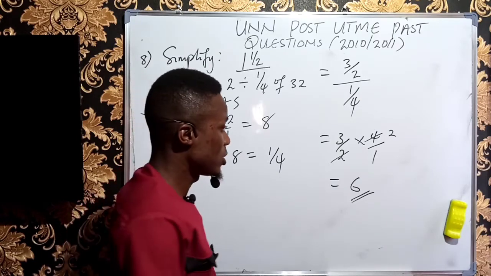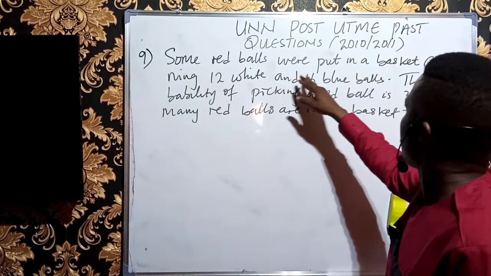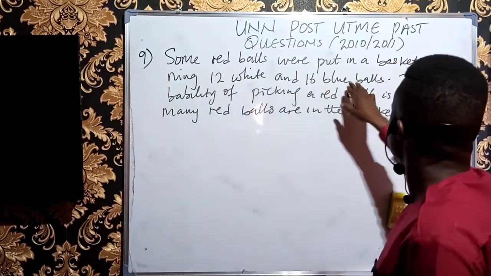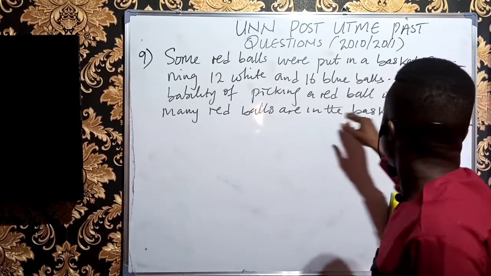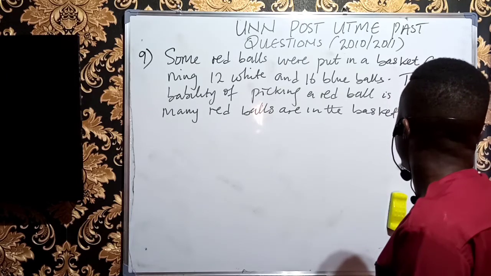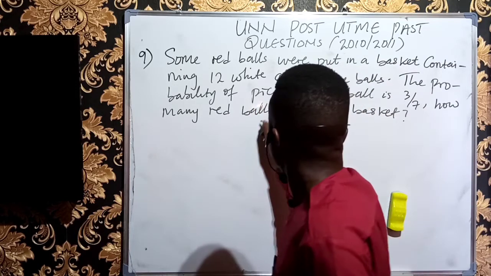Let's take the number 9 question. The 9th question says that some red balls were put in a basket containing 12 white and 16 blue balls. The probability of picking a red ball is 3 over 7. How many red balls are in the basket? Now let us get the total number of balls in the basket.